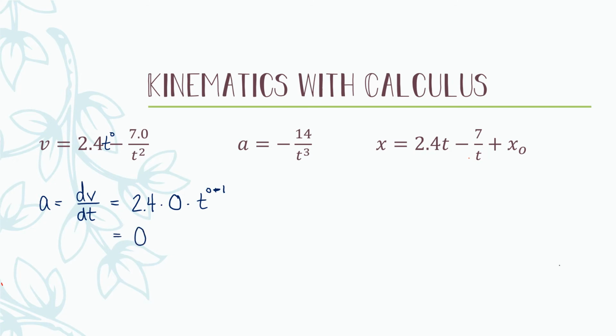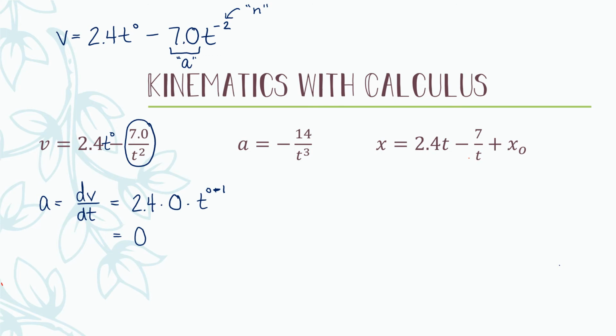And then I would find it most useful to rewrite this second term here. That'll be useful for both of ours. So let me go ahead and rewrite it just off on the side here. So I could say that this velocity is 2.4 times t to the 0 minus 7.0 times t to the negative 2. So in this case, this 7.0 is equal to our a, and this negative 2 is equal to our n.